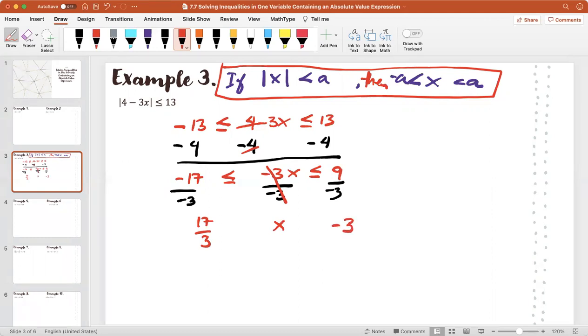Note that we've used negative 3 as a divisor, so the direction of our inequality changes. So from less than or equal to, it is now greater than or equal to. Same thing here, greater than or equal to. But 17 over 3 can be changed to a mixed number. So 17 divided by 3, the quotient is 5, remainder 2 over 3. So that's 5 and 2/3. And this is still negative 3.